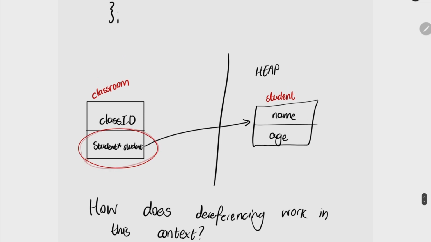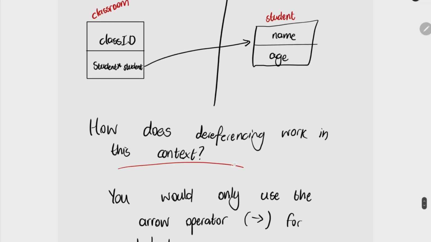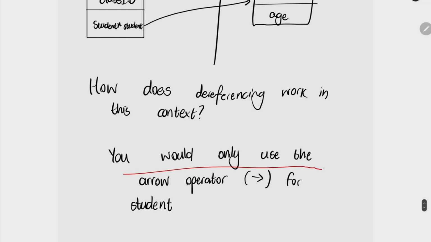And as you can see, it points there, and since this one is a pointer, it will have to be dereferenced. But classroom is not a pointer, so it doesn't have to be dereferenced. So how does dereferencing work in this context? You would only use the arrow operator for student. Let me show you what I mean.